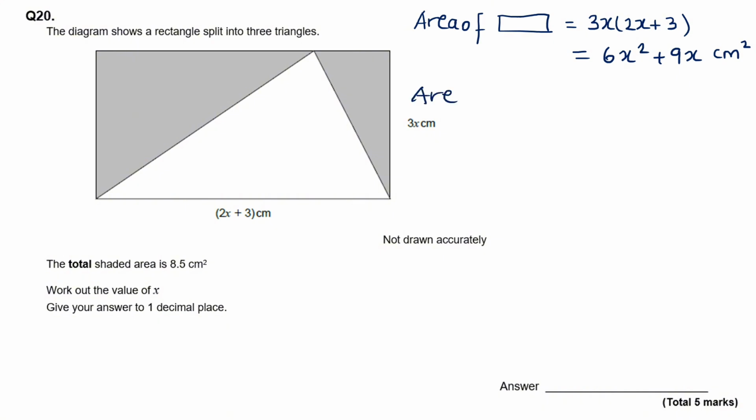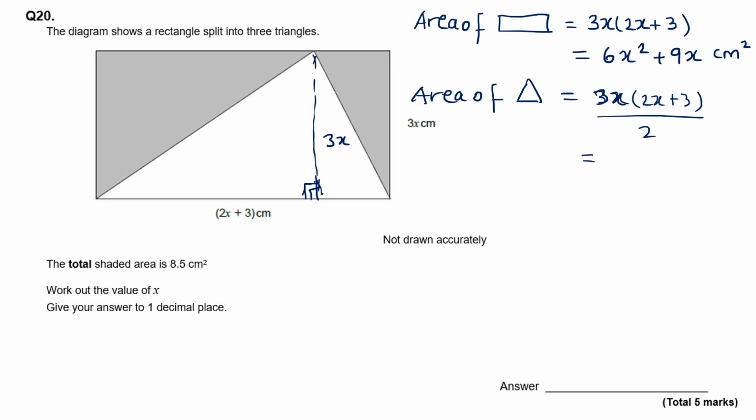And for the area of the triangle, since this is the same as 3x, I can just use 3x as my perpendicular height for the triangle. So it's going to be half of this, so 3x times 2x plus 3, divided by 2, is going to be the area of this. So this is going to be 3x squared plus 4.5x centimeters squared.